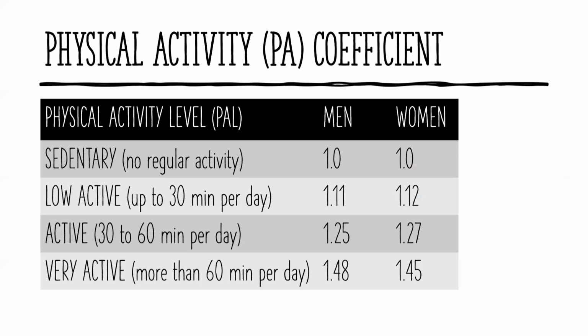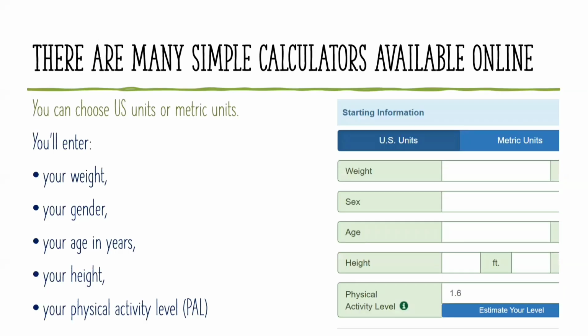For steps F and G of your calculations, you will need your physical activity coefficient. This table will help you determine your physical activity number. You can pause the video to take notes. If you don't want to do all the calculations yourself, you can use one of the free calculators available online. There are many simple yet accurate calculators available online.